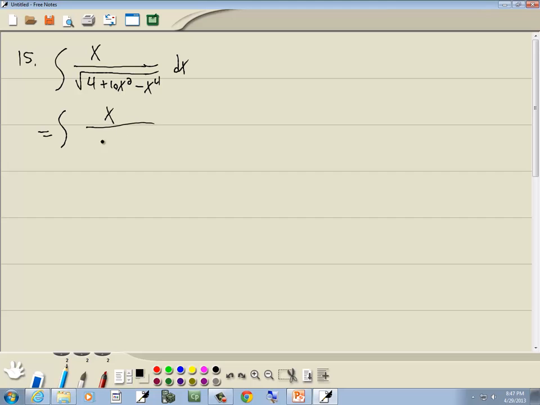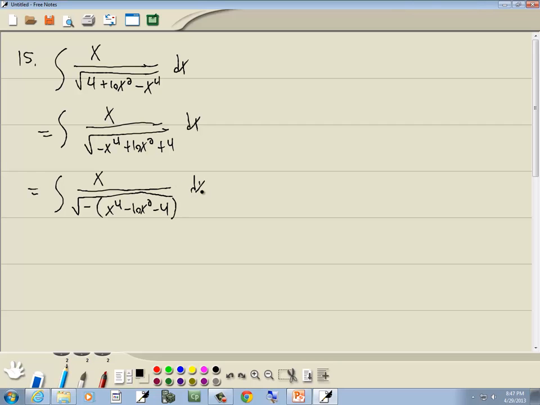Now I can flip those around, put the negative x to the fourth here, plus 10x squared, and then plus 4 here. And I want to complete the square on this. Again, I'm not very successful if I leave the negative in there, so I'm going to factor out the negative 1. And that leaves us x to the fourth minus 10x squared minus 4 dx. Well, with completing the square, the fact that this is x to the fourth, x squared, no x, this is still quadratic in form, but doesn't change anything.